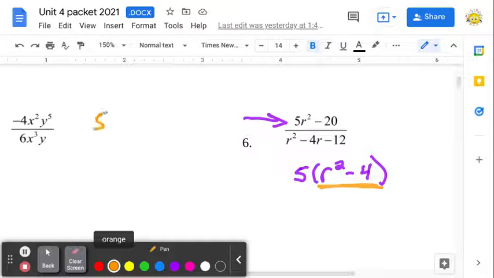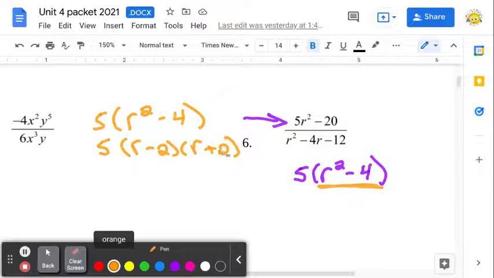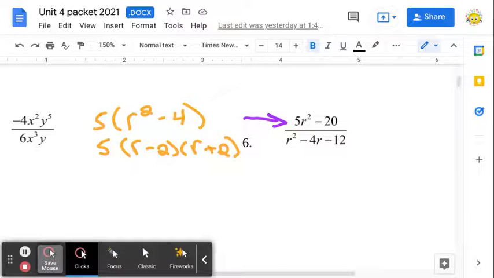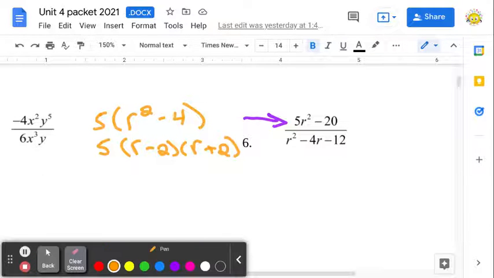So if I have this 5r squared minus 4, and I do difference of perfect squares here, remember that's the one with the square root. The square root of r squared is r, the square root of 4 is 2. So I'm going to rewrite this. 5 times r minus 2, r plus 2.